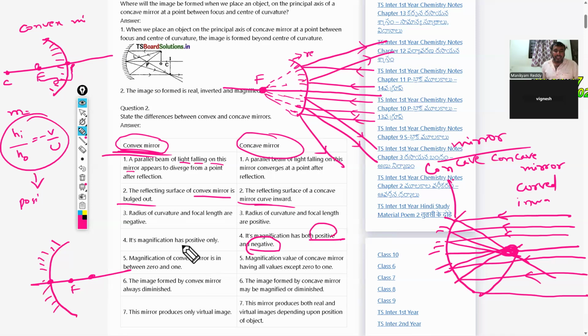Next one, what is the magnification formula? M is equal to HI by HO, image height by object height, is equal to minus V by U, image distance by object distance. What is the mirror formula? 1 by F is equal to 1 by V plus 1 by U. Okay, now next.